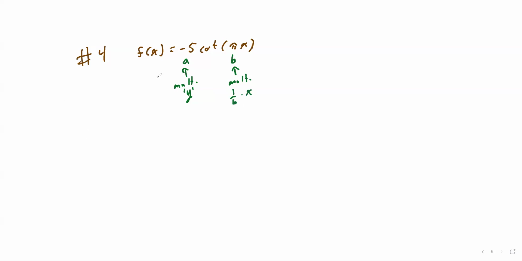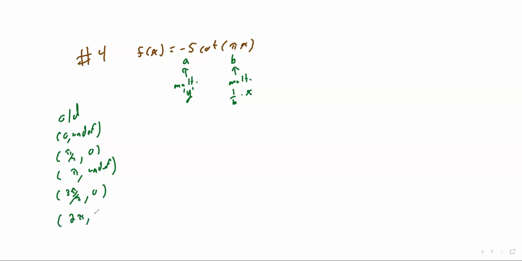All right, so we start with our old points for cotangent. So remember, cotangent was 0 undefined, pi halves, comma 0, pi, comma undefined, 3 pi halves, comma 0, and 2 pi, comma undefined. All right, for our cotangent. So for our new points, I need to multiply my x value by 1 over pi. So this would mean I need to do 1 over pi times x.